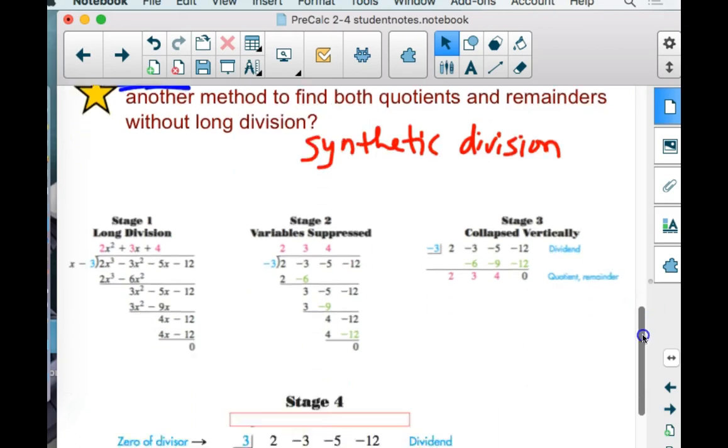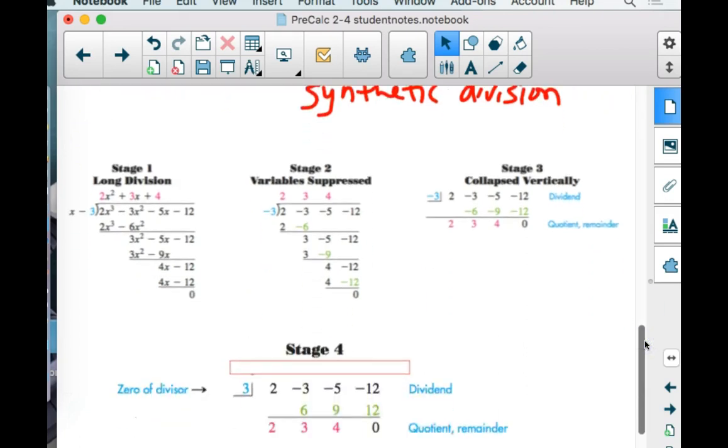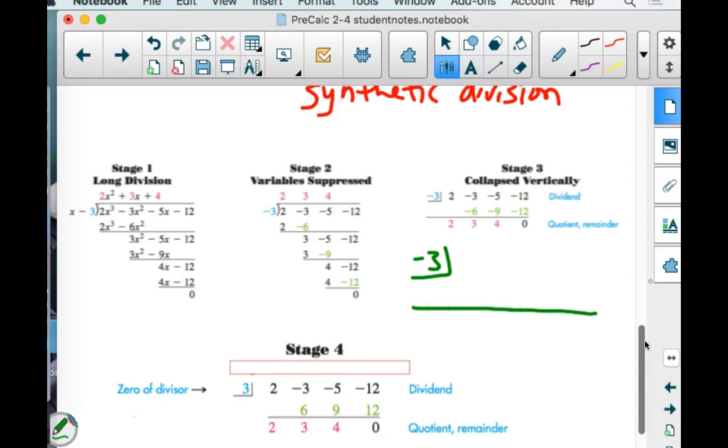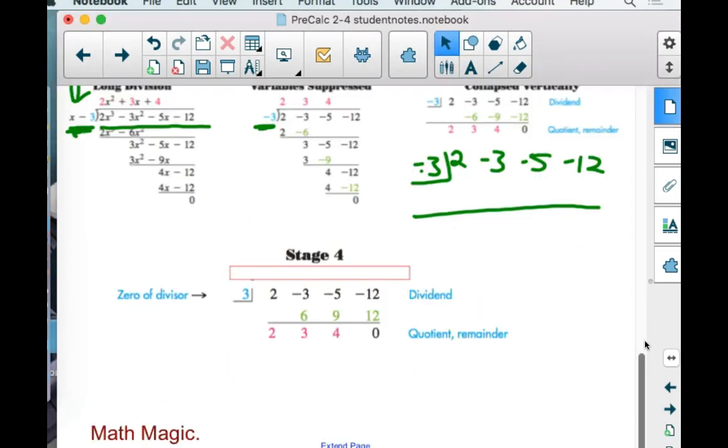So in the first example here, we see stage 1, which is using long division. And it just goes through the steps that we were using when we did long division. And for stage 2 here, what they did was they removed all the variables because that's an important part of synthetic. And then you see in stage 3, we have that collapsed vertically. Now this book is a little different in that they go ahead and make a little box in the upper left-hand corner for that 0 that you're trying to test out. So notice this was x minus 3, and what we did was we changed that to just the 0 that we needed, negative 3. And then we're just taking the coefficients of this polynomial. They have to be in order, and if anything is missing, we have to put a 0 in its place. So we have 2, negative 3, negative 5, negative 12. Use that to divide synthetically.